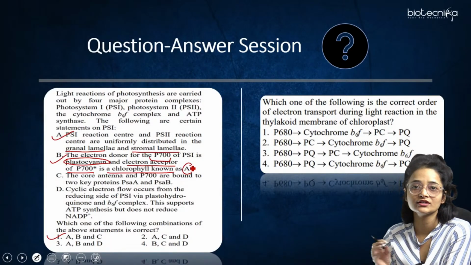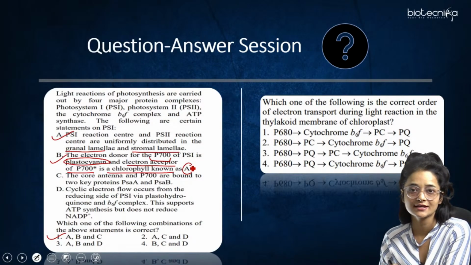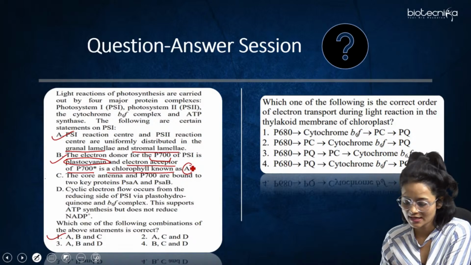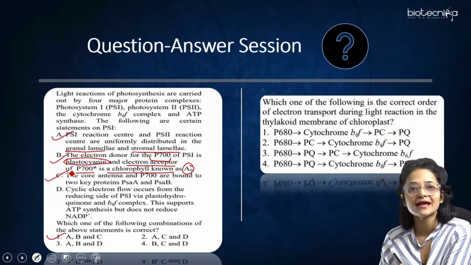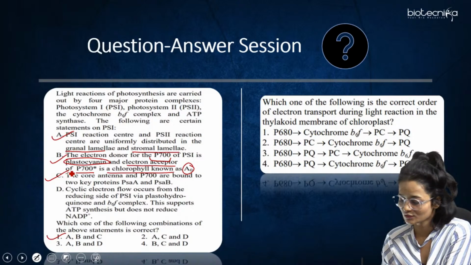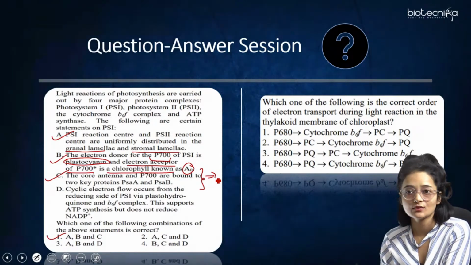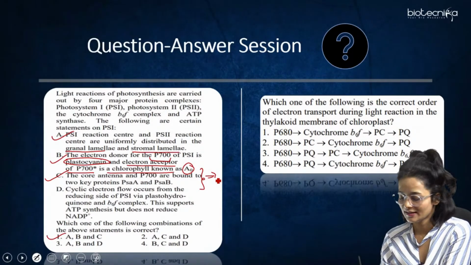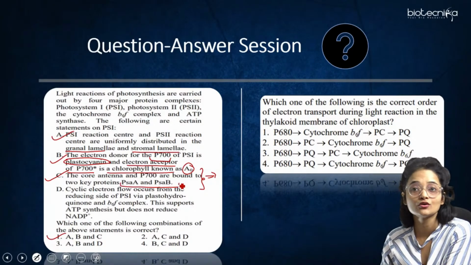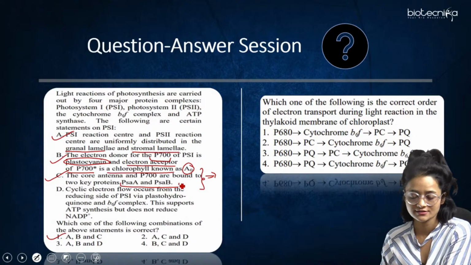The order of the electron transport, which was taking place in the Z scheme, right? C is the core antenna and the P700 are bound to the 2 key proteins. This one too we studied in the comparison table itself, the Conceptica table that I shared with you, the PS1 and PS2 comparison table. In that, this statement was written. If you go through the earlier session, you can find this, right?